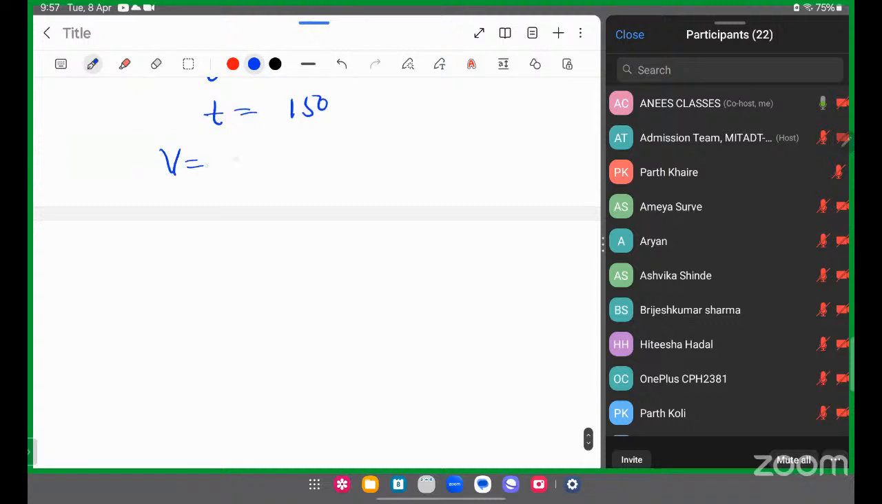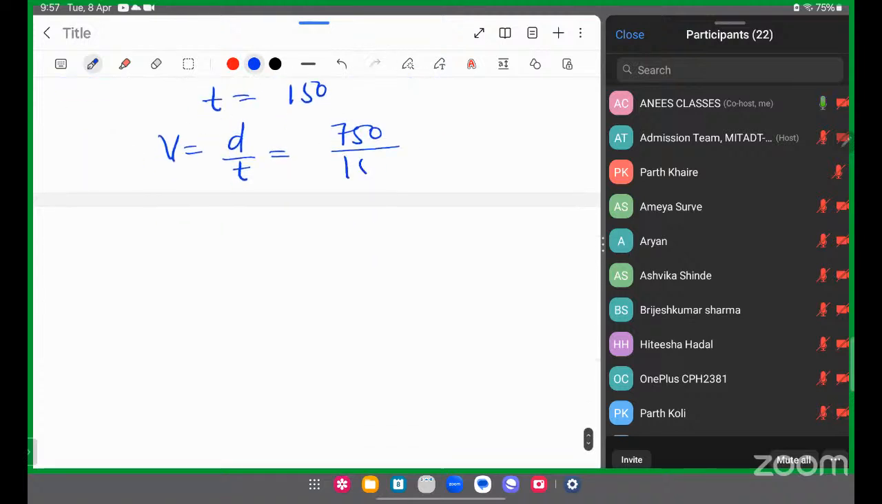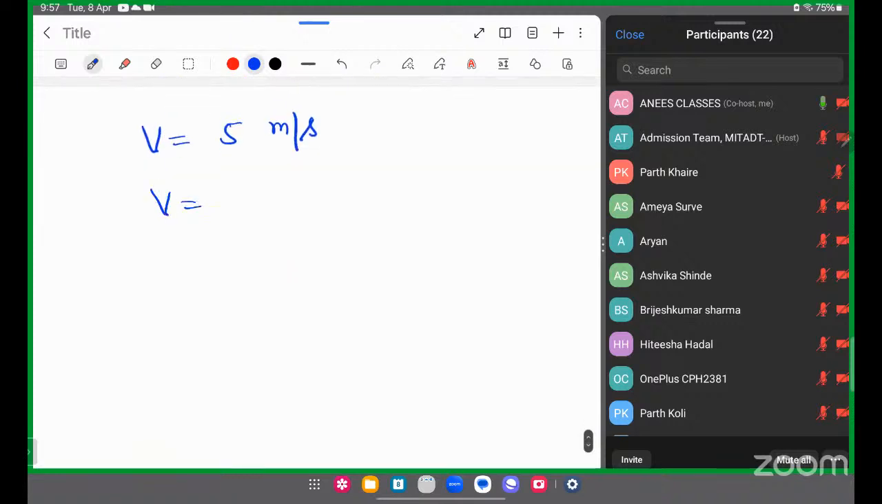So in this case, speed is distance by time, where distance is in meters and time is in seconds. This will cancel out. So this will be 5 meter per second, right? We have to convert it into kilometer per hour. So to convert it into kilometer per hour, what factor will be multiplied? 18 by 5. 5 factor will cancel out. So answer will be 18 kilometer per hour.